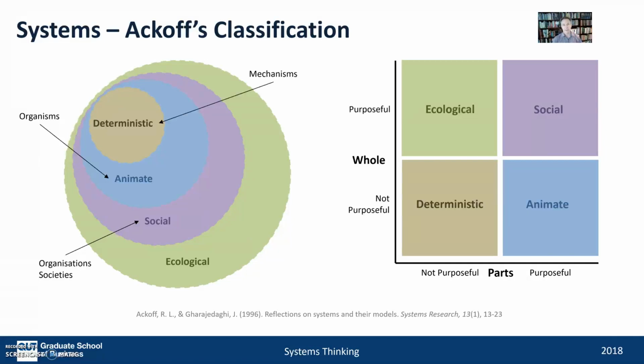Secondly, the next level out are animate systems. These are organisms, for example. In an organism, the parts provide a fundamental purpose, although the whole doesn't demonstrate purposiveness on its own. The third layer of system are social systems. So, for example, organizations and societies. They are, in turn, constituted of both animate and deterministic or mechanistic systems. Now, the parts in social systems are purposeful. For example, in an organization, individuals have their own purpose, as well as the whole organization also has its purpose. So importantly, in social systems, both the parts and the whole exhibit purposefulness. And then finally, ecological systems, where the whole has a purpose, although the component parts, Ackoff would say, don't exhibit purposefulness.